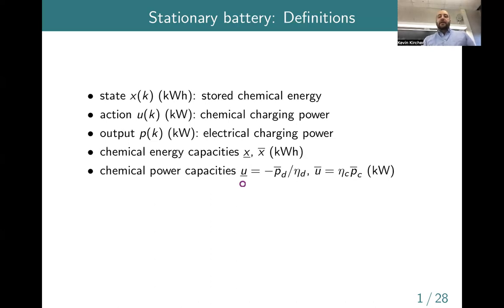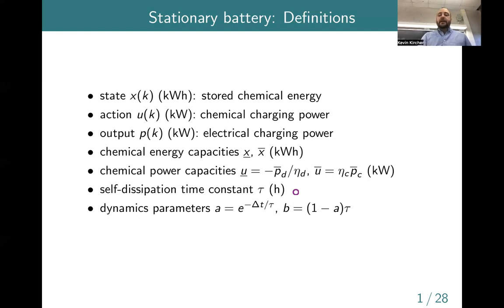And then they have charging capacities as well that can be viewed as limits on the action U here, the chemical charging power. And so those are basically the electrical charging limits, either multiplied or divided by the efficiency of charging or discharging.